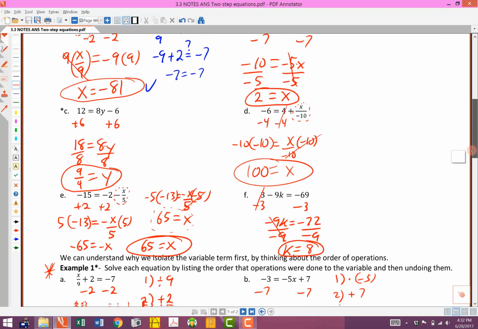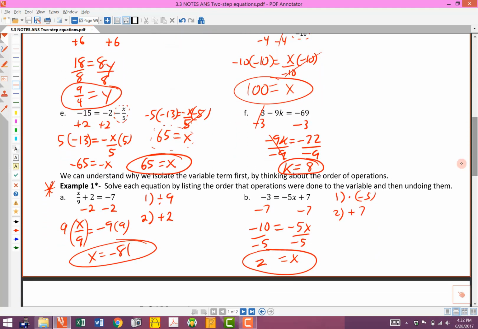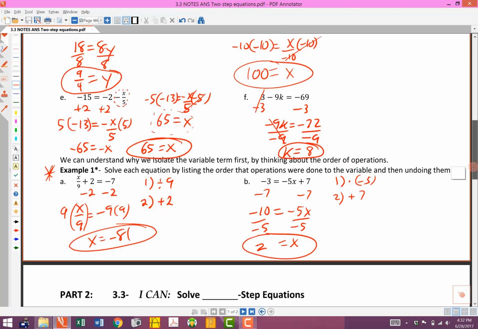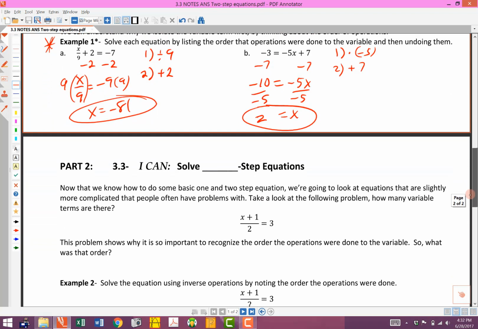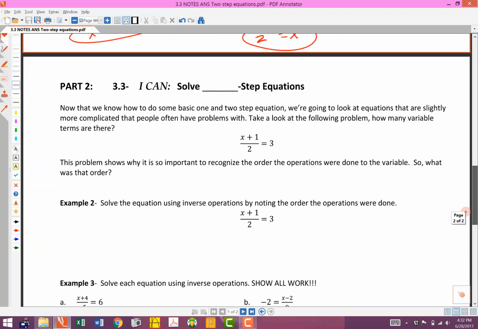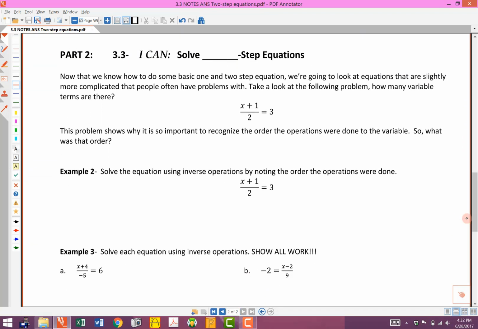And we did a couple of examples, and at the very end we talked about why we isolate the variable term. We're basically talking about the order of operations, the way that things were done. So they did something first and second, so we undo the second thing and then we undo the first thing. Thinking about it that way can be helpful at times, especially on a problem like we're going to see next. So again, this is part 2 of solving two-step equations.